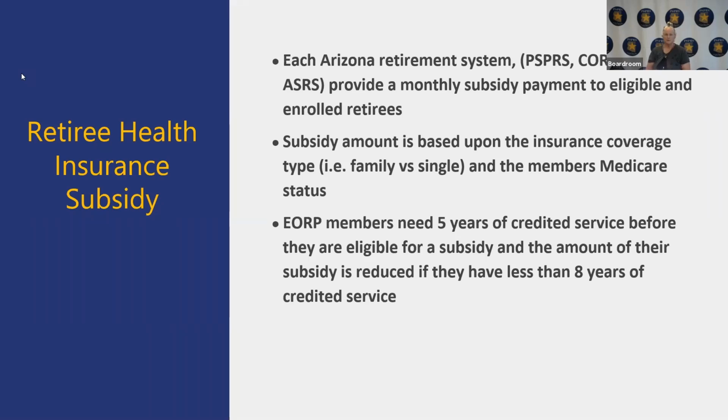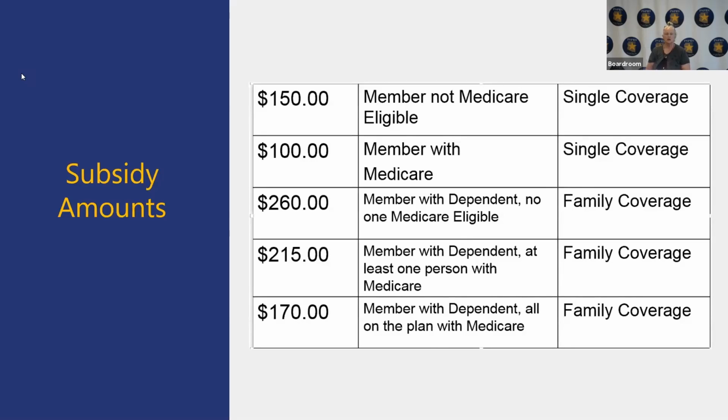Elected official members, as I mentioned previously, have to have at least 5 years of credited service before they're eligible for subsidy, and the amount of their subsidy is reduced for any years under 8. This is a quick chart of the subsidy. It's $150 for single if they're not Medicare.